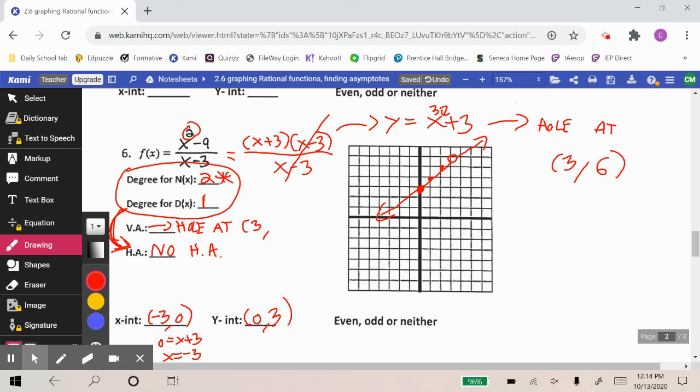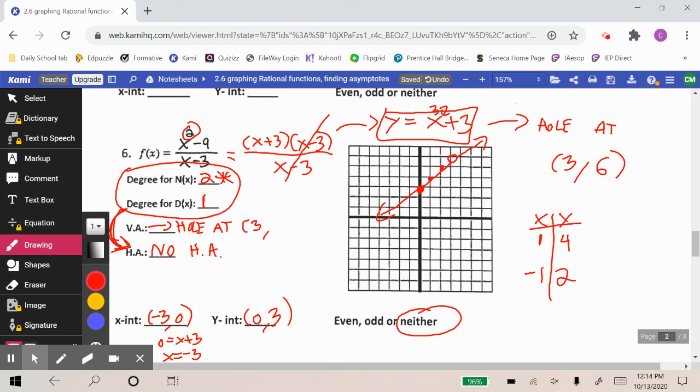All right. Then if it's even, odd, or neither, here's my quick check. I'm just using the resulting function, y equals x plus 3. If I want to see if this is even, odd, or neither, I'm just going to plug in 1 and -1. So 1 plus 3 is 4. Then when I plug -1 in, -1 plus 3 is 2. So it's not the same, it's not opposite, so this is neither.